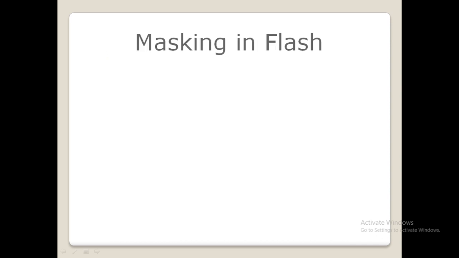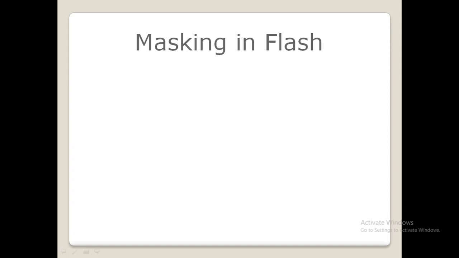Now coming to the main topic of your chapter, that is masking in Flash. What do you mean by masking? Masking in Flash is somewhat similar to a real mask. The mask feature is used to create special animation effect. A mask layer acts as a frame or a hole through which you can selectively show or hide the content on a layer behind it.